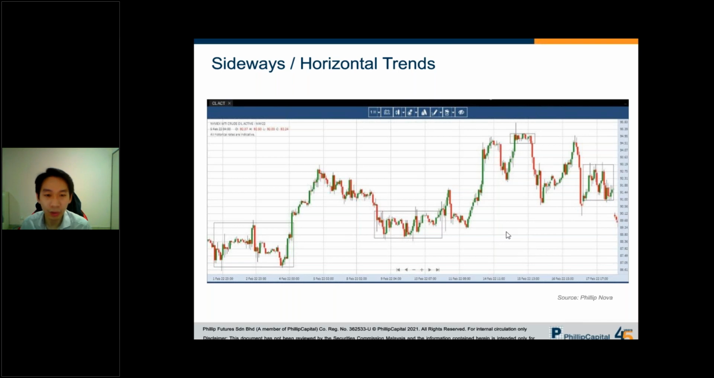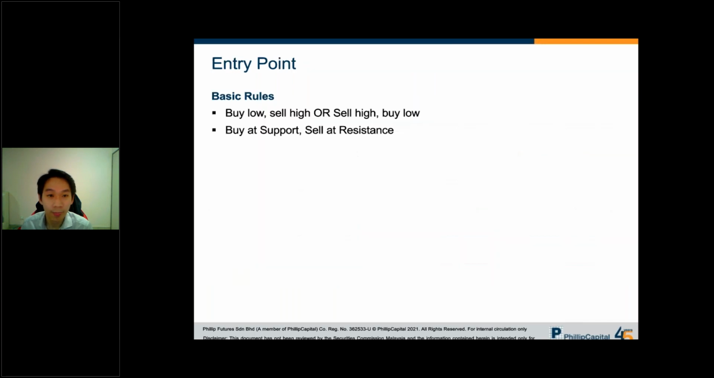So basically, the market only has three trends: uptrend, downtrend, and sideways. Before entering the market, you must always determine the current trend. Okay, so then next.